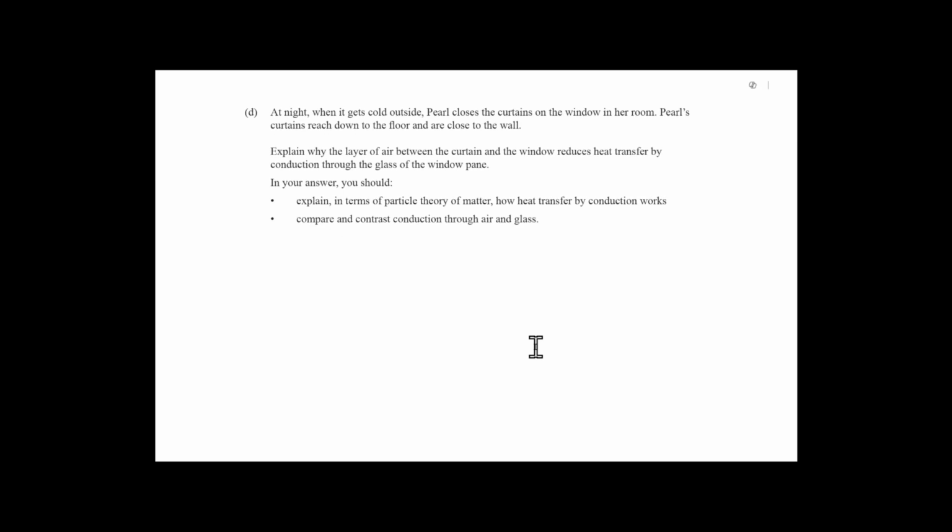At night, when it gets cold outside, Pearl closes the curtains on the window in her room. Pearl's curtains reach down to the floor and are close to the wall, explaining why the layer of air acts as an insulator. Now, here we have kind of the outside world. Let's do moon, the stars, and all the rest of it. So it's cold outside. Here's the window, and here is the curtain. So the curtain goes down to the bottom.